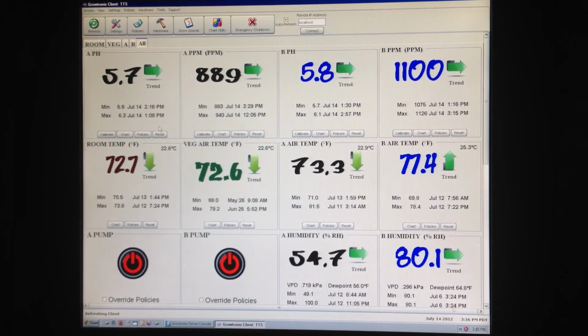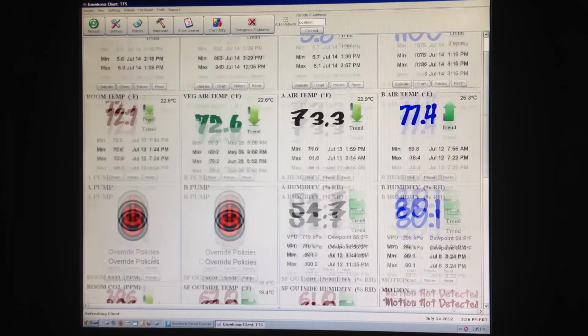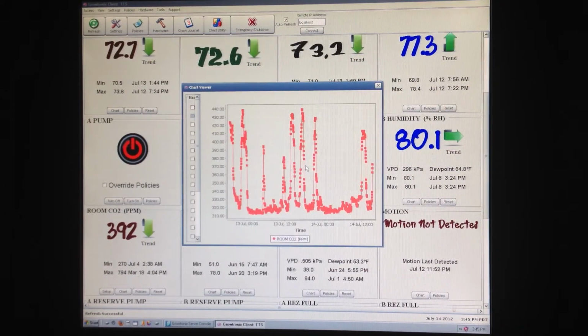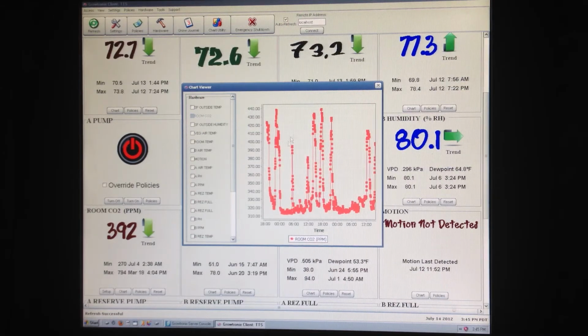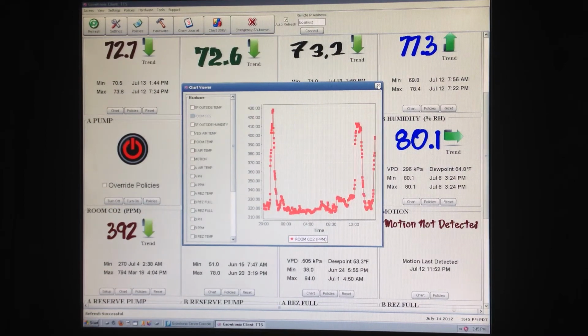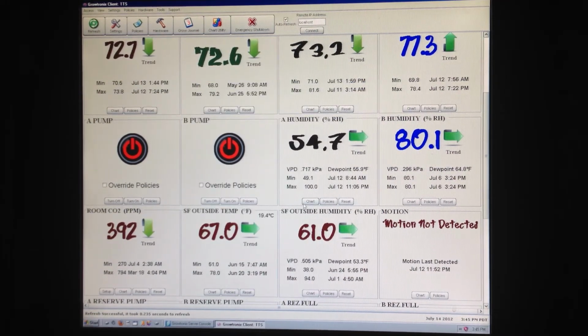But I can really get a really good view of all my zones and everything through this, and be able to turn my pumps on and off. And you can actually see on my CO2 chart when I've been in and out of here, because these rises are definitely when I've been in here a while working, huffing and puffing, and making sure it happens.